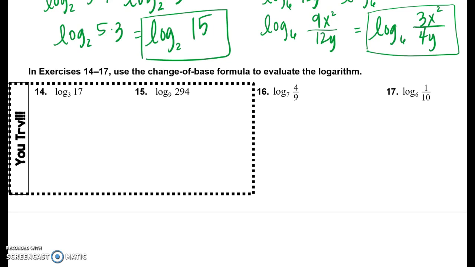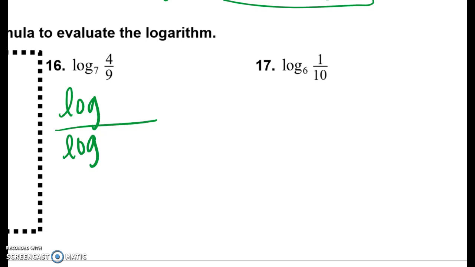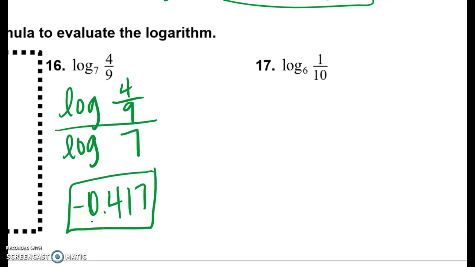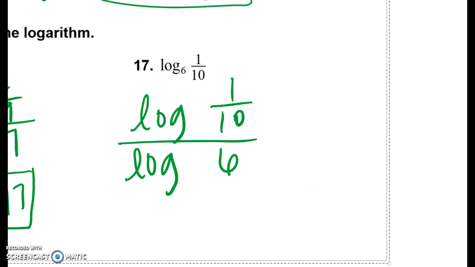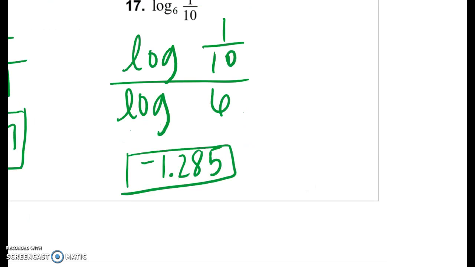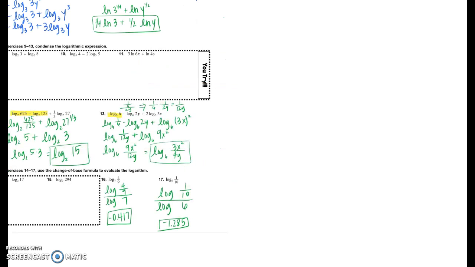This last part is super easy. Change of base formula. Okay, so the big number is going to go at the top, and the little base is going to go at the bottom. And then you put this in the calculator, and you should get negative 0.417. Now once again, the big number goes at the top, the little base goes at the bottom. Put this in the calculator, you should get negative 1.285. Make sure to go back and try the U-tries, and that's it for today's notes.